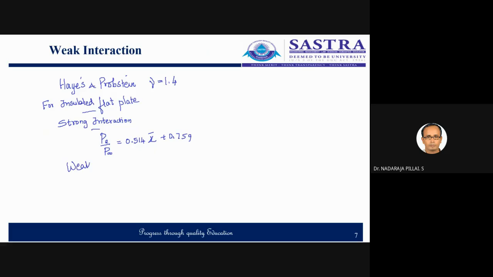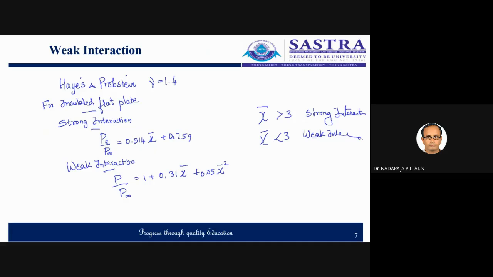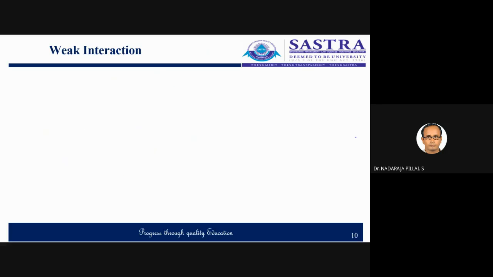And similarly for weak interaction, they have arrived at P by P infinity equal to 1 plus 0.31 chi bar plus 0.05 chi bar square, right? So in all the cases, we can understand that for the case of strong interaction, our chi bar is greater than 3, and chi bar is less than 3 for weak interaction, right?